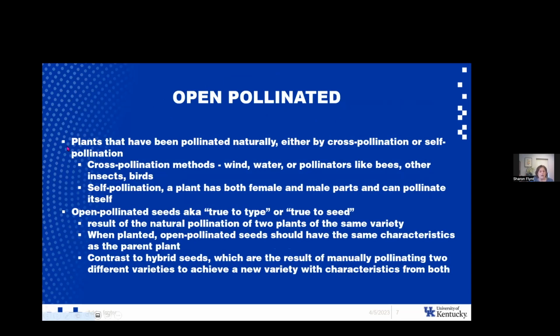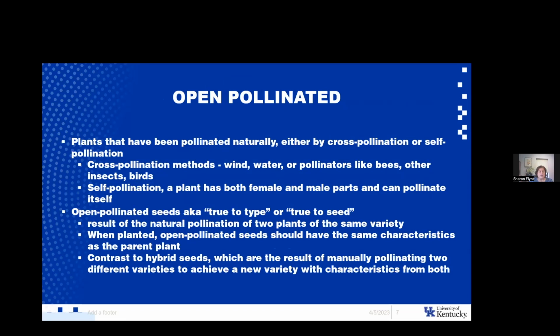Okay, well, open pollinated. Plants that have been pollinated naturally, either by cross-pollination or self-pollination. So the cross-pollination methods that we're probably all familiar with are wind and water, or pollinators like the birds, the bees, insects, that sort of thing.